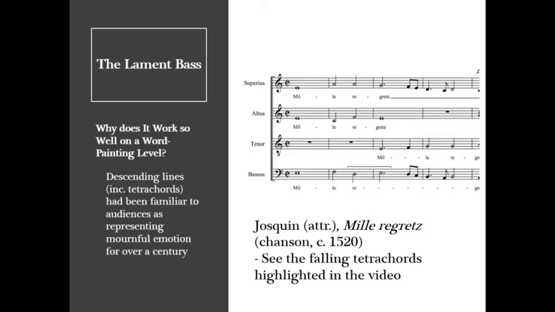And I'm going to play you an example that we talked about before spring break. This is Mille Regrets, by Josquin, or we think possibly Josquin, but there's a lot of debate about that. But you're going to hear that the melodic lines are pretty much all descending, including a number of descending stepwise fourth figures. And so even though these aren't in the bass line like they will be later on, the idea of using this figure to convey a sad affect is very much present already around 1520.